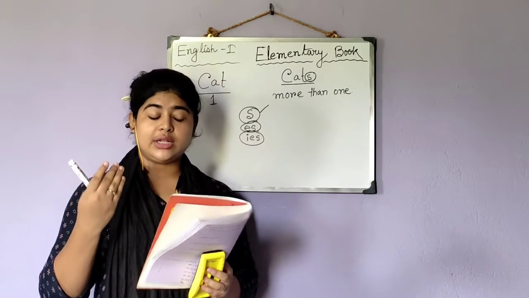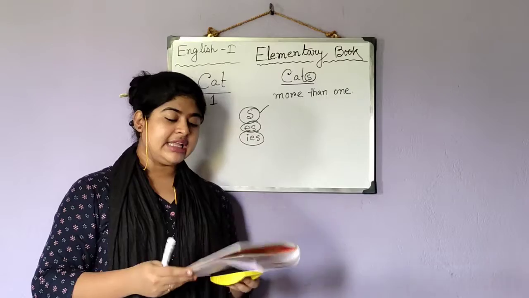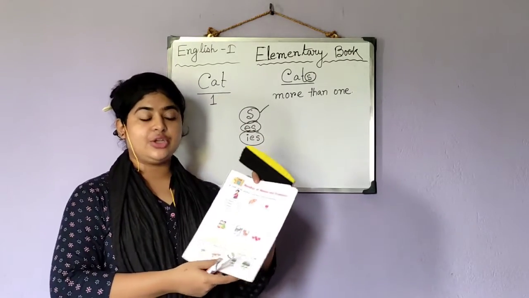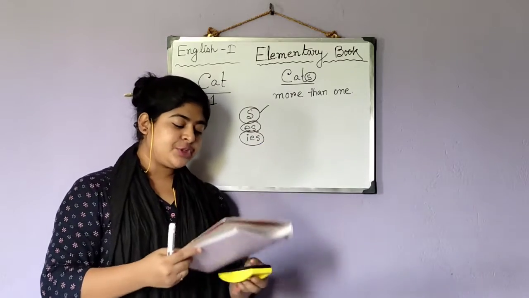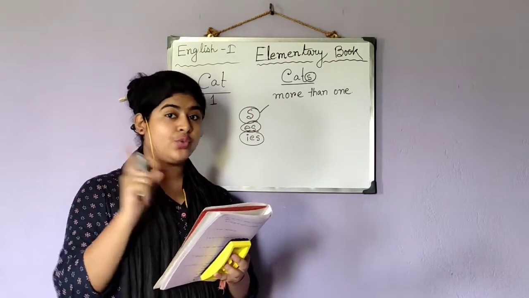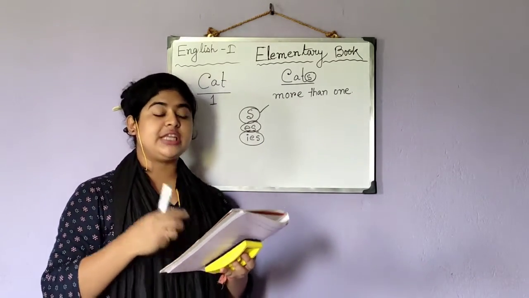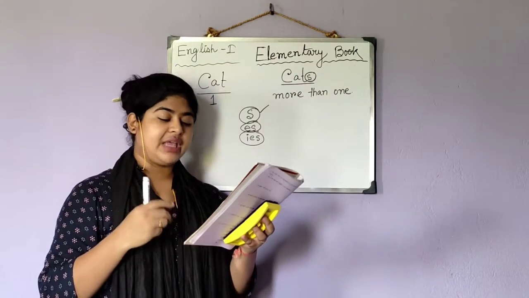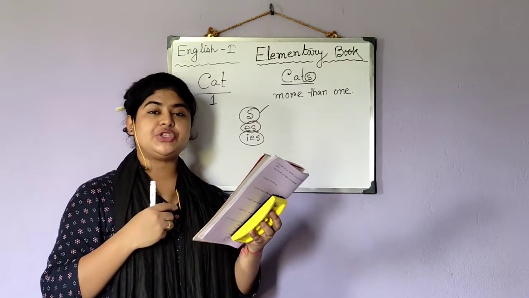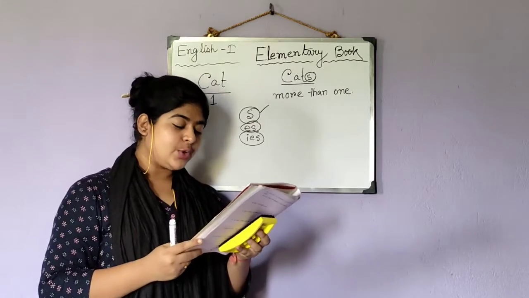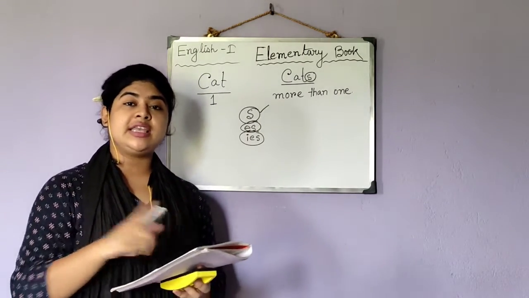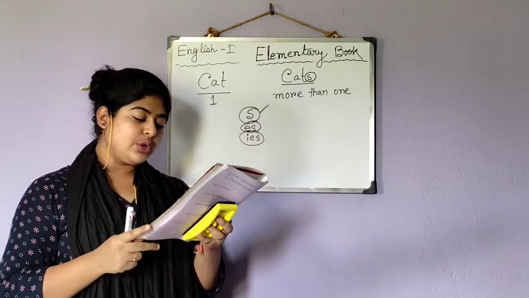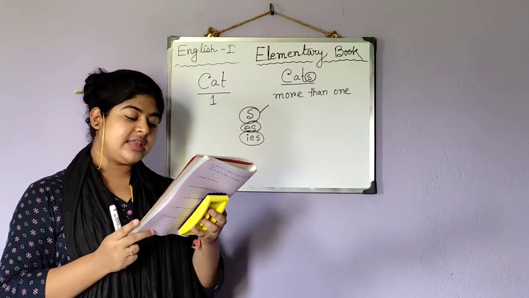Now, in the next picture in your book, there are also these pictures. In the first picture, there are two boys, not one. In the second picture, there are three cats. And in the third picture, there are four apples. So, in these pictures, we can see no single things are there. Okay? So, the boys, the cats, the apples.